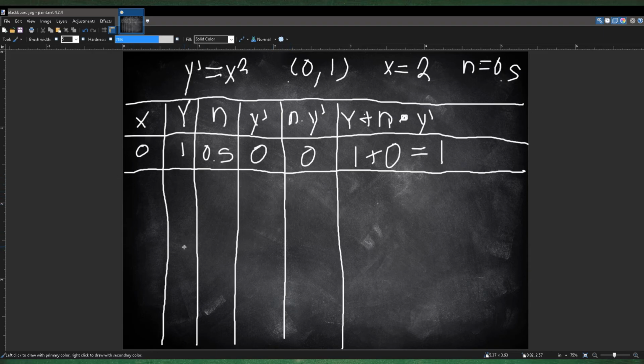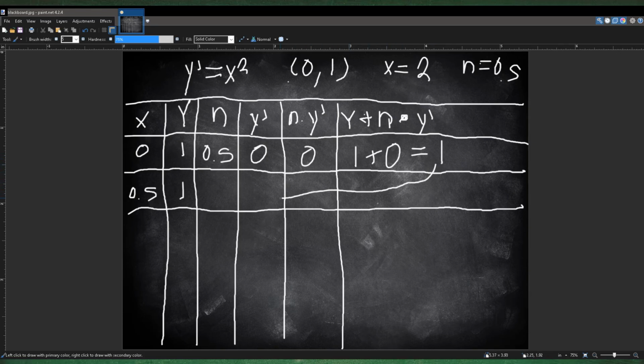So what is our next x value? Well, we said our step size is going to go by 0.5, right? So 0 plus 0.5 is just 0.5. So this is our second step size. So this is going to be our second point. It's that x is 0.5, and our y value is going to be 1. So how do I know it's 1? Well, basically, Euler's method tells us that this value is just going to become this, right?